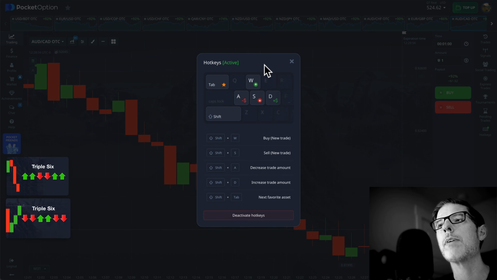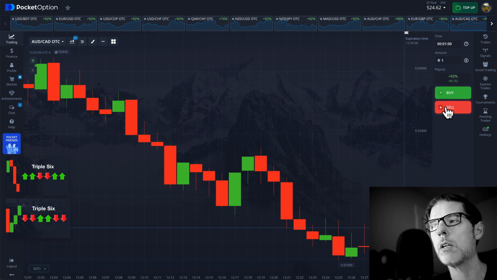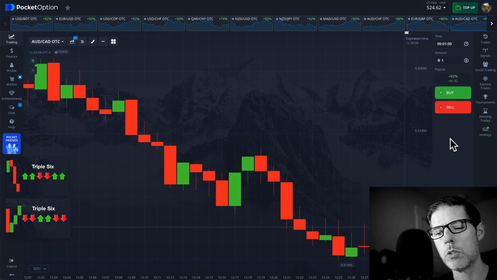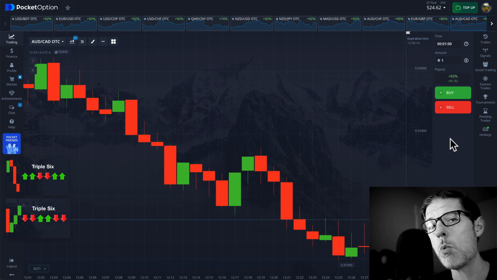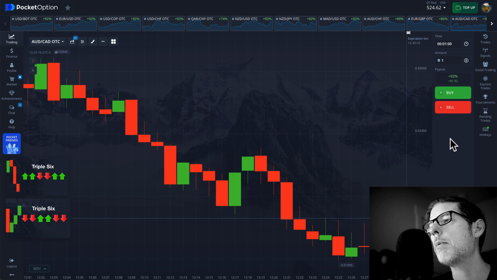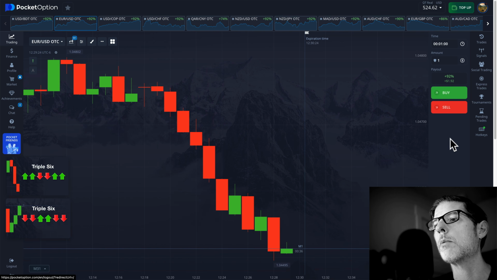I found I was able to enter trades faster than having to make sure that my mouse pointer is hovering directly over these two buttons over here. It's just much easier to have your fingers over those two keys on the keyboard. So for those of you that wanted to know, that's another way you can enter buys and sells inside Pocket Option. So let's browse the charts here and look for another one, guys.